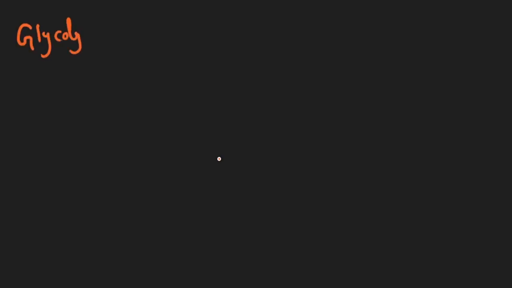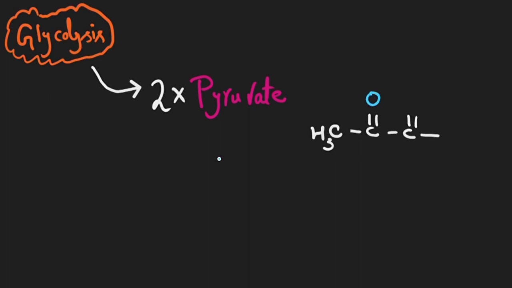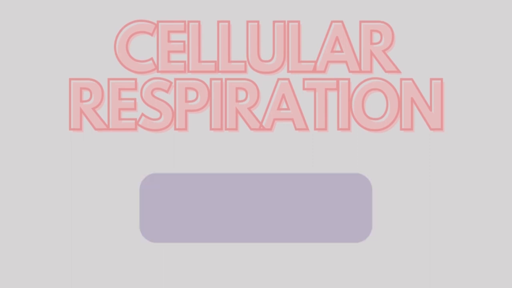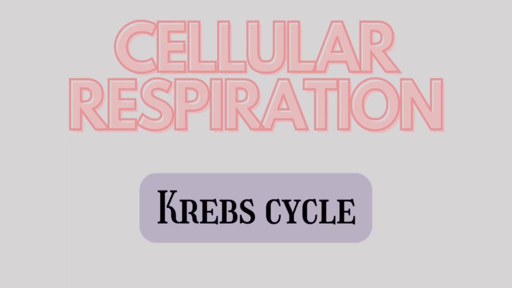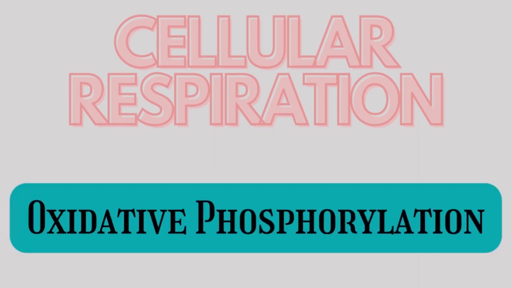In our last video, we talked about glycolysis. Glycolysis was a process where glucose was converted into two molecules of pyruvate. And this happened inside the cytoplasm of a cell. If you recall, there are three steps in cellular respiration. First was glycolysis, the conversion of glucose into pyruvate. The further conversion of pyruvate comes under the second process, the Krebs cycle. Finally, the last step, the oxidative phosphorylation reactions.